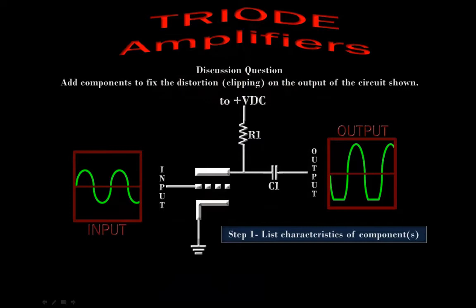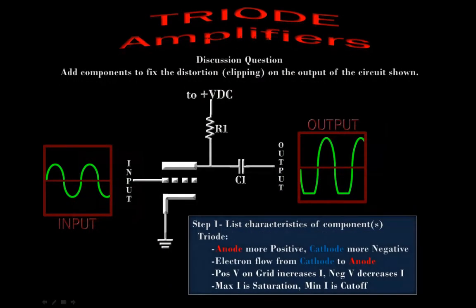But since it's new, we will talk about the triode. In a triode we have an anode, which needs to be more positive, and a cathode, which needs to be more negative. Electrons flow from the cathode up to the anode. A positive voltage on the grid increases current flow, and a negative voltage decreases current flow. When we get to our maximum current, it's called saturation. When we get to our minimum current, it's called cutoff. Again, those should be reviewed, but it's good to list them as you're looking at a circuit, just to make sure you understand everything about the circuit before you dig into it.